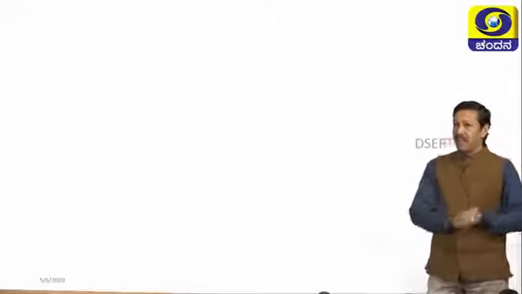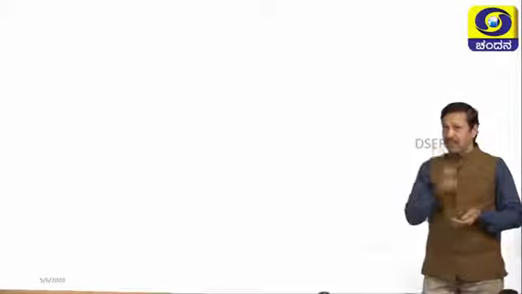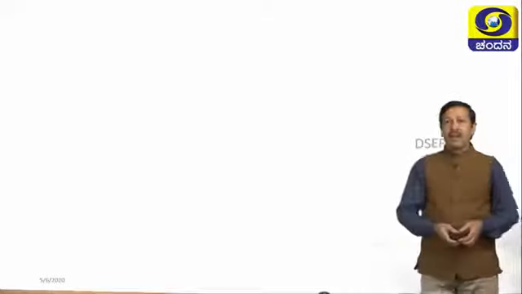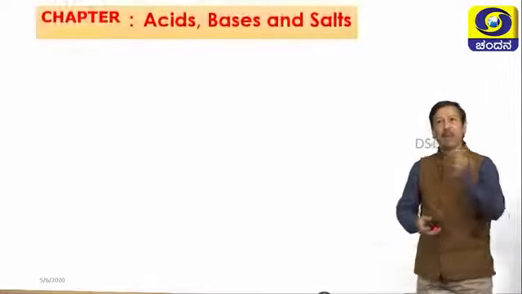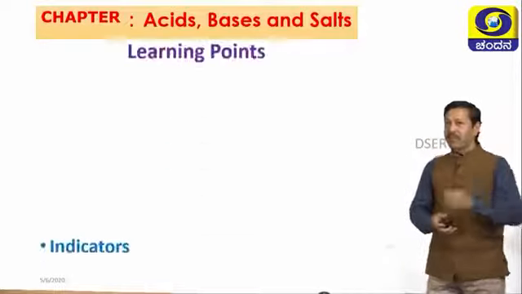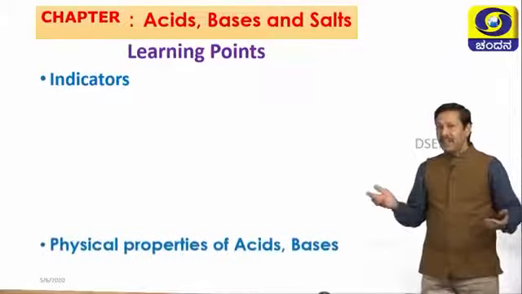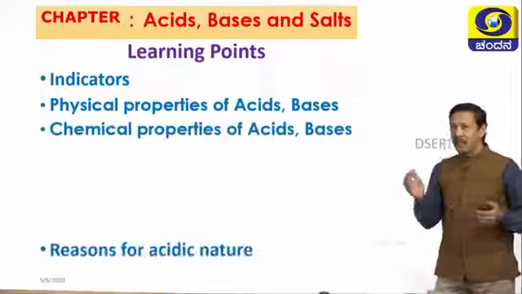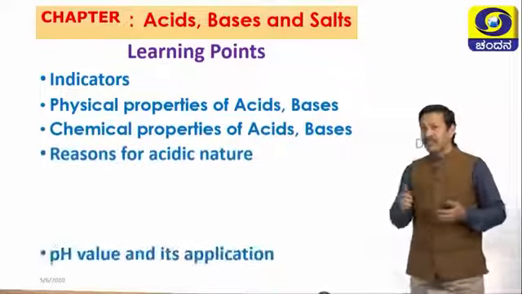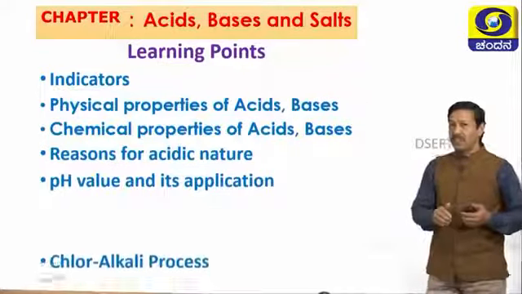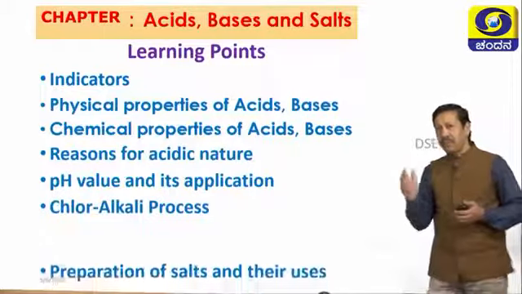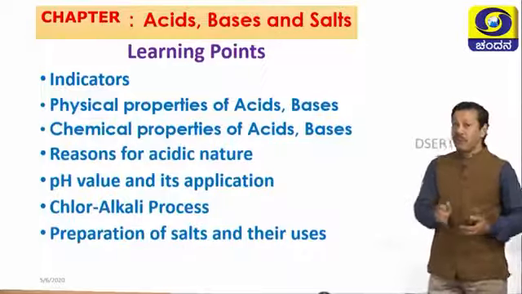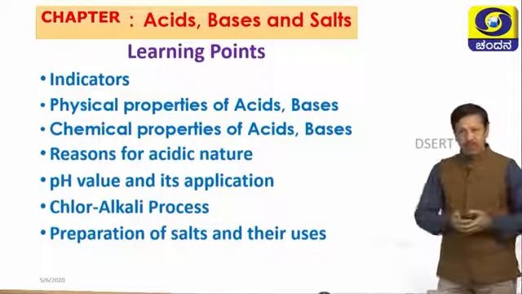Let us learn a very important chapter, that is the second chapter in chemistry, acids, bases and salts. Here are very important key points that you are going to learn in the session. They are indicators, physical properties of acids and bases, chemical properties of acids and bases, reasons for acidic nature, pH value, its application, chloralkali process, preparation of some important salts and their uses.